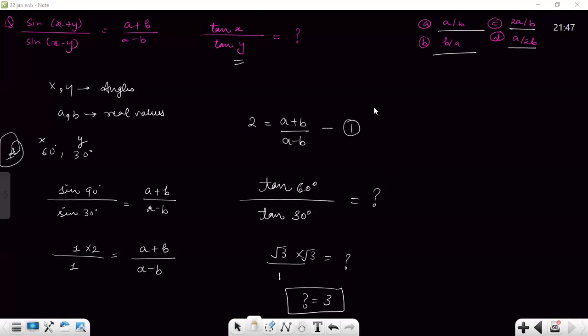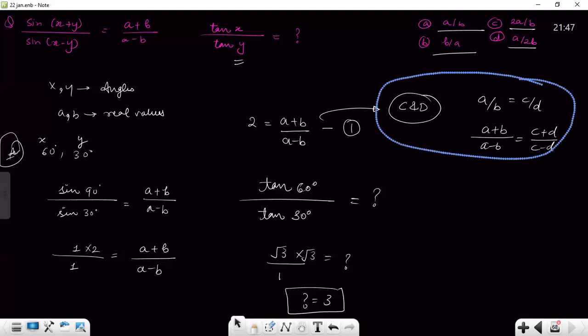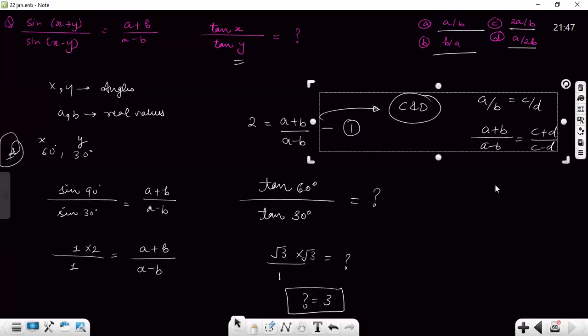So from here, we can apply some theorem. Not actually a theorem, we know the componendo and dividendo rule, which says that if a by b is given as c by d, then we can write it as a plus b divided by a minus b is equal to c plus d divided by c minus d. We'll apply the same concept here.